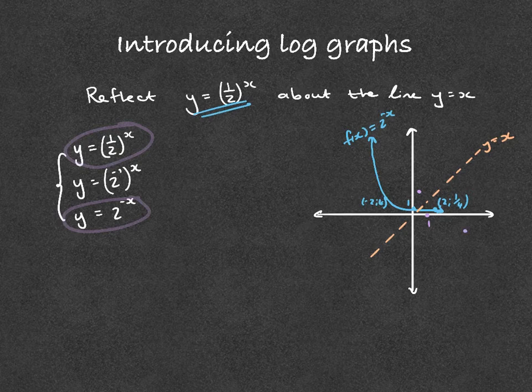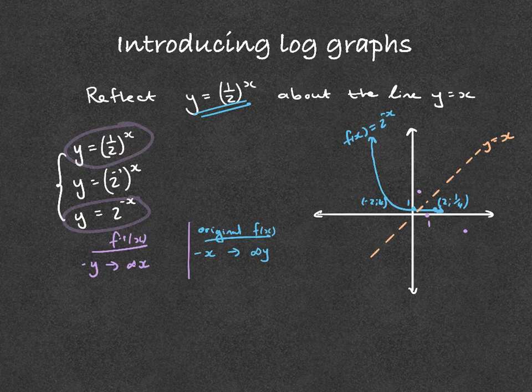So what do we have here? Let's have a look at what happens here. In the original graph, as x gets smaller and smaller, y becomes bigger and bigger, right? So as x gets smaller, y goes to positive infinity. Well, the inverse of that would mean that as y gets smaller, x should go to negative infinity. So that kind of makes sense there.